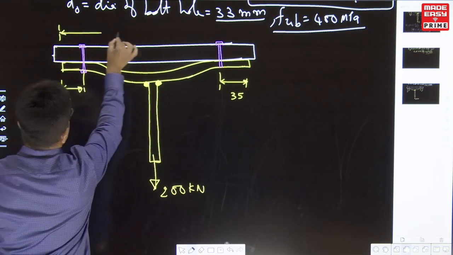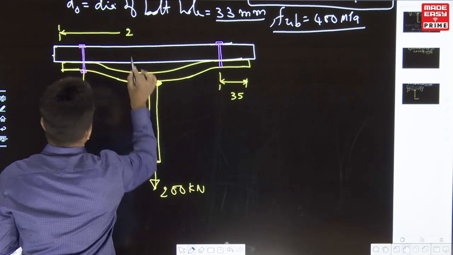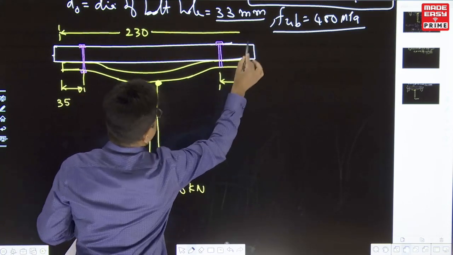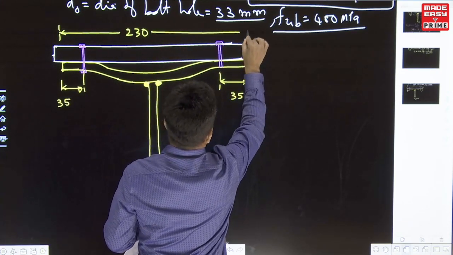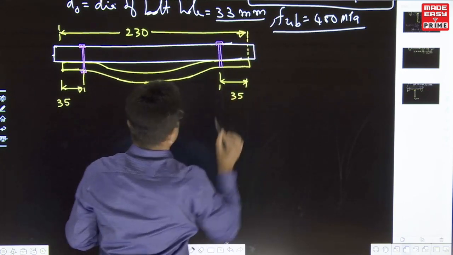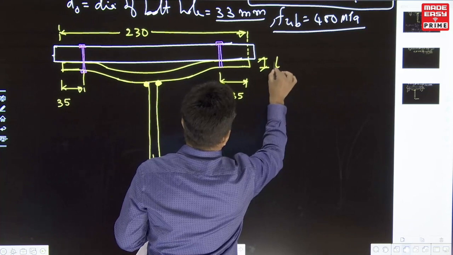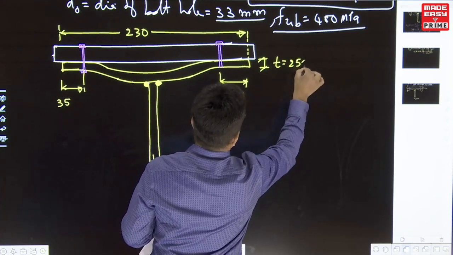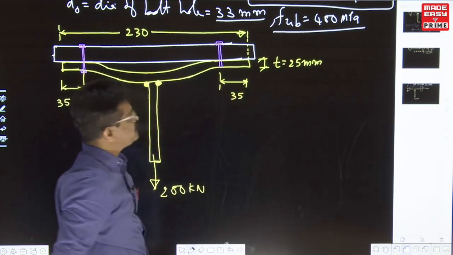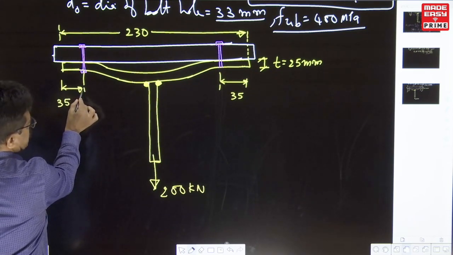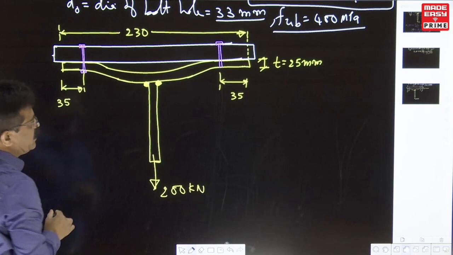From here to here, 230 mm, up to this blue color plate. The thickness of the plate also he has given, 25 mm. Okay. Bolt diameter we know. Edge distance we know. Then this you have to find, LV.